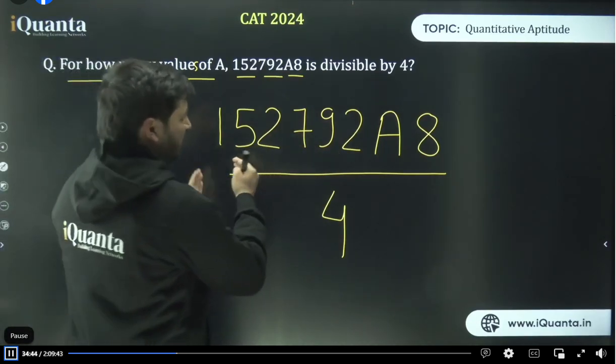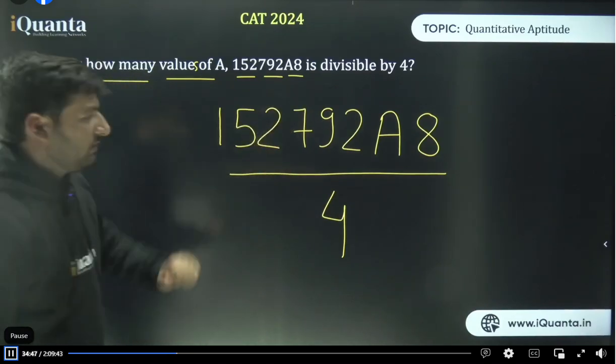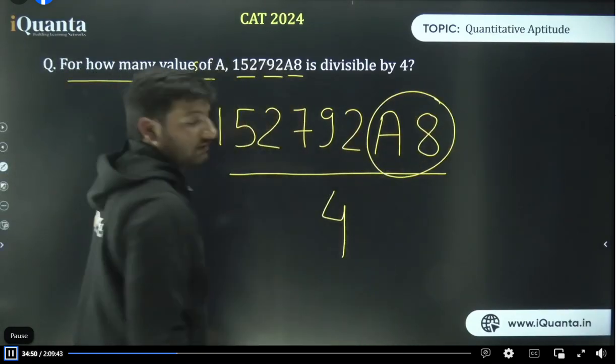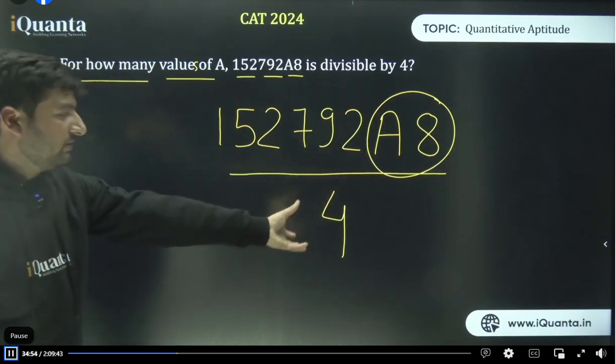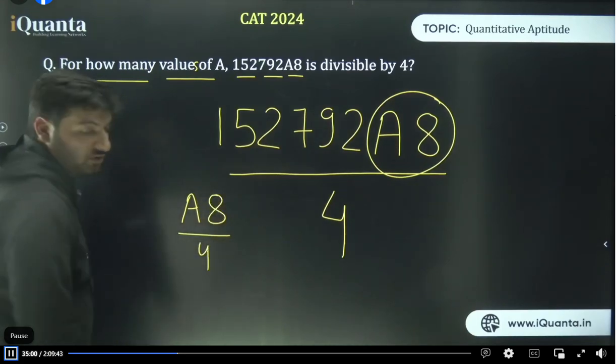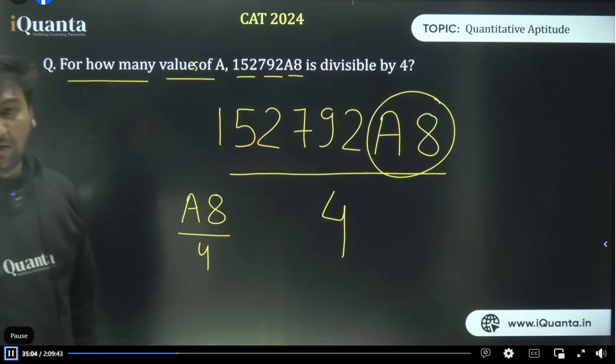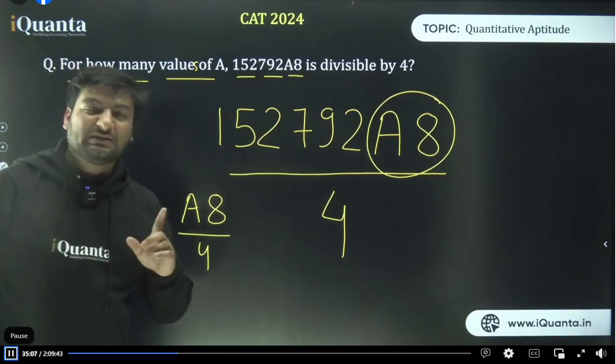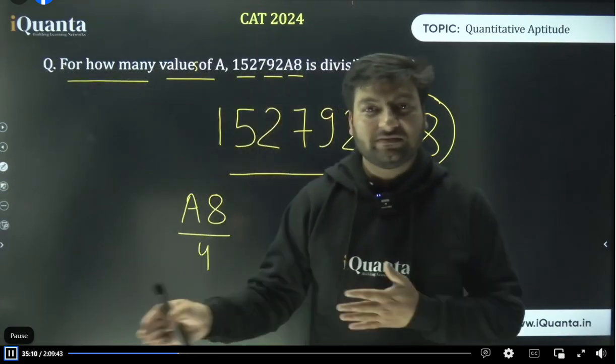Let us try to come to this question. This is a big number. We all know the divisibility of 4. Divisibility of 4 says that check the last two digits of a number. If that is divisible by 4, then that means the number is divisible by 4. So I have to check the divisibility of a8, whether this number is divisible by 4 or not. Now a is a digit. I told you digits are always single digit numbers, that means 0 to 9: 0, 1, 2, 3, 4, 5, 6, 7, 8, 9.